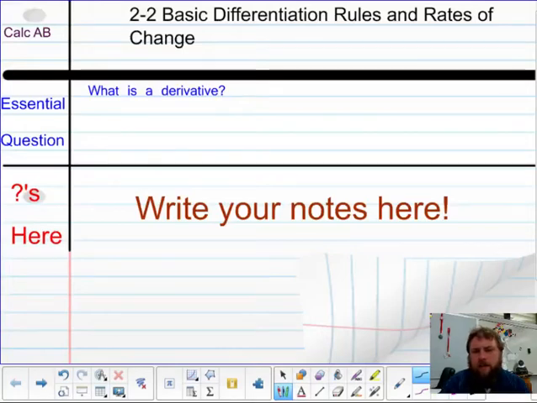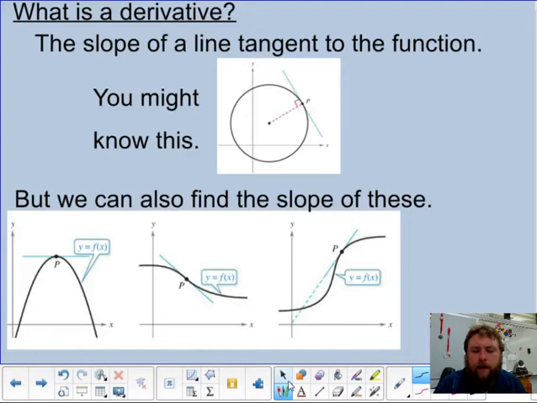Welcome, Calculus AB. This is 2-2, basic differentiation rules and rates of change. The essential question is, what's a derivative? Let's begin. We'll skip 2-1 for now because I know you want limits, but we'll hold off.